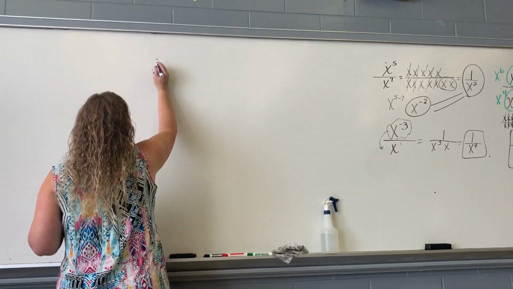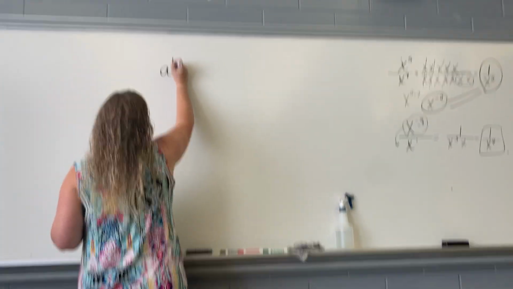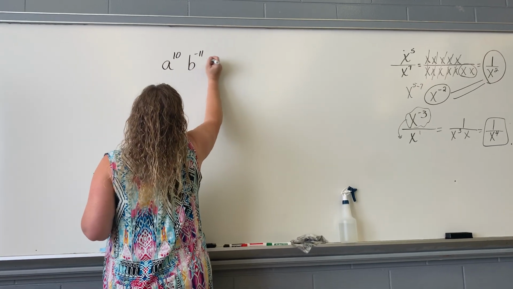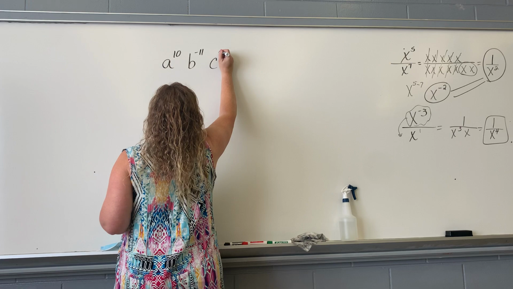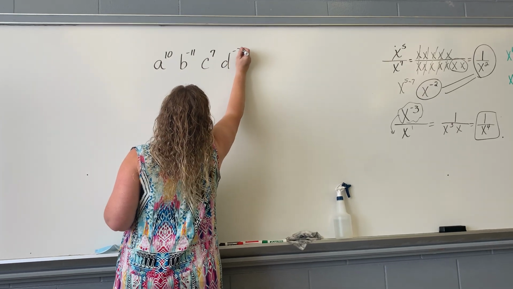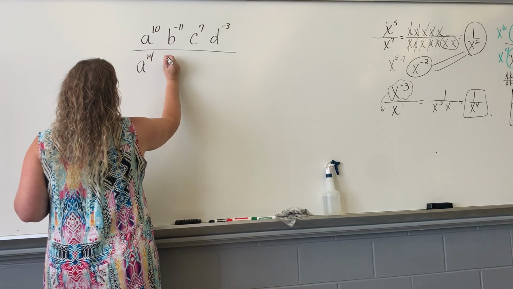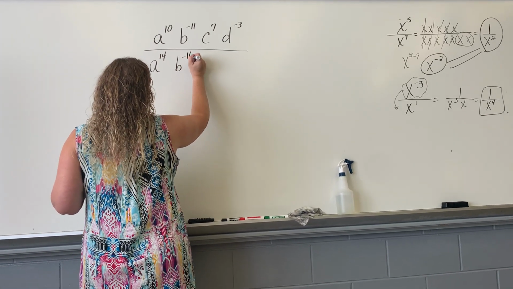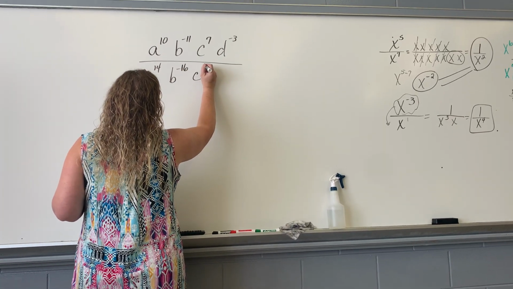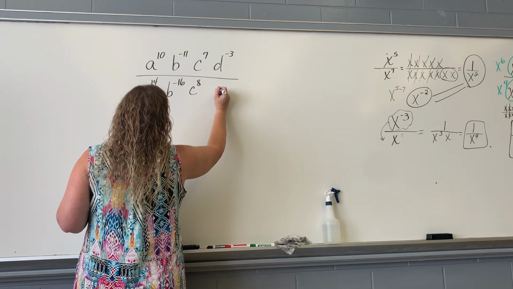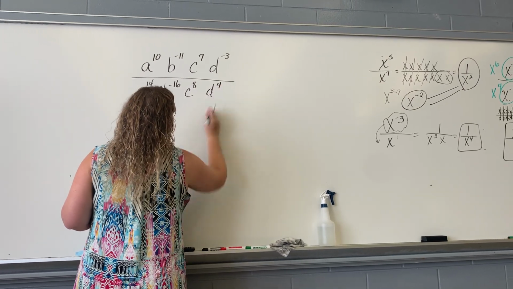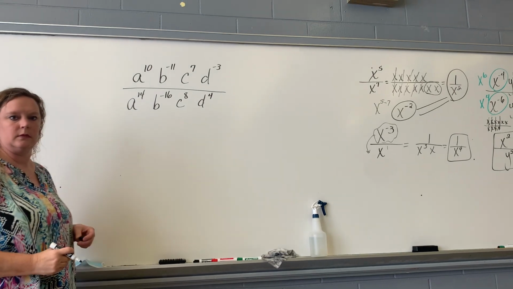So let's say I have a to the 10th, b to the negative 11, c to the 7th, and d to the negative 3rd over a to the 14th, b to the negative 16, c to the 8th, and d to the 4th.